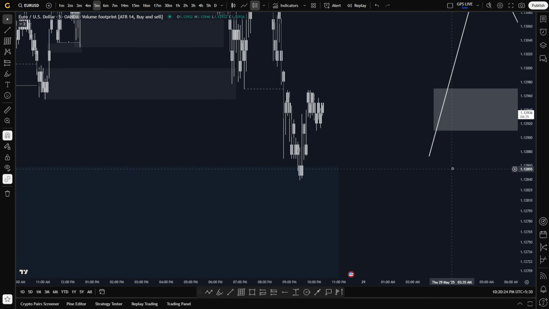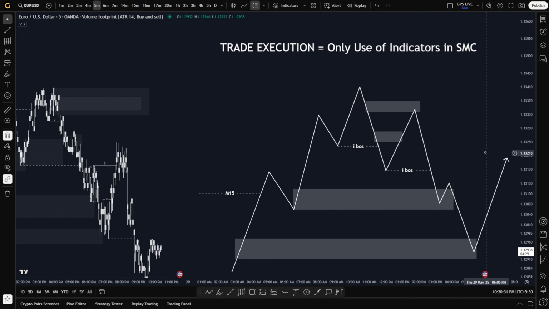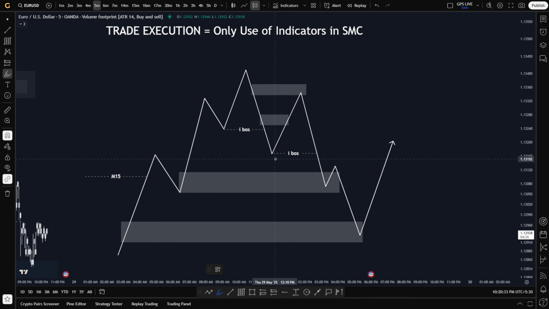So in this volume footprint chart, when the delta value is red, that means when the bears take control, only then you take entry in this order block. So the same goes for this extreme order block. Only when the delta value turns red, you take entry from this candle, right? So that's the only way to use indicators, alright?